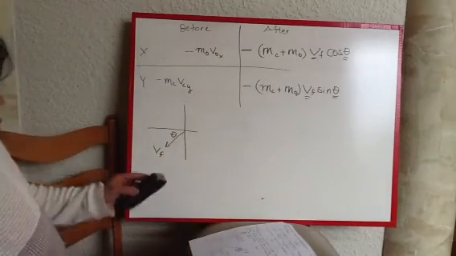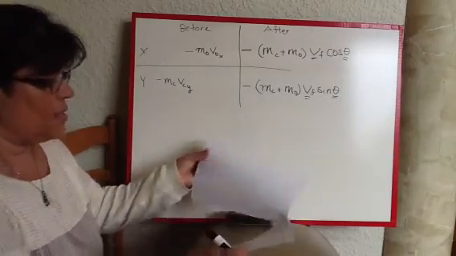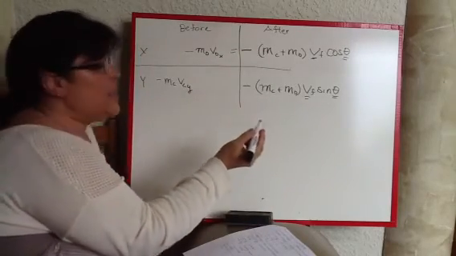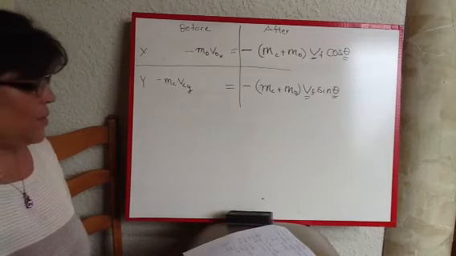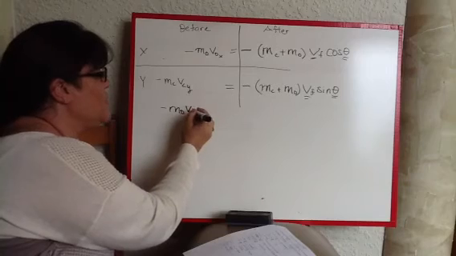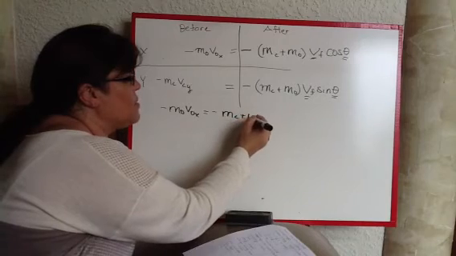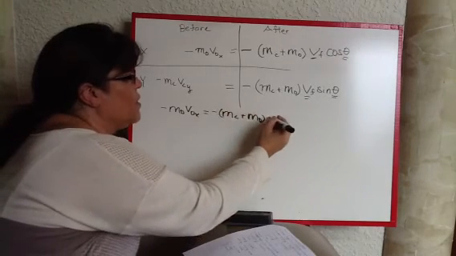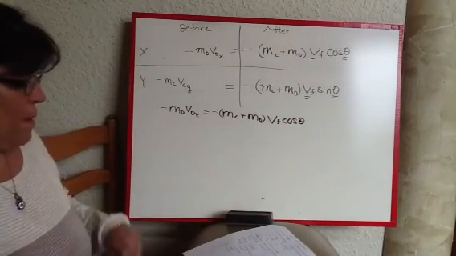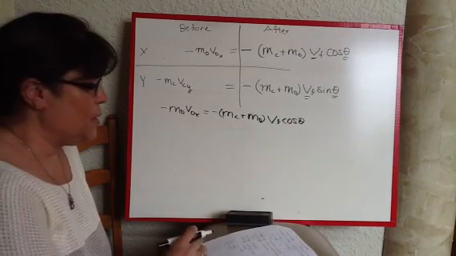Okay, so now we have our two equations and our two unknowns. So let's go ahead and actually try to solve this. Okay, we're going to say that the before in the x equals the after in the x, the before in the y equals the after in the y. So we have negative mass of the truck, v of the truck in the x equals negative mass of the car plus mass of the truck times v final cosine theta. Okay, so that's one of our equations. Okay, so let's put some of these things together.